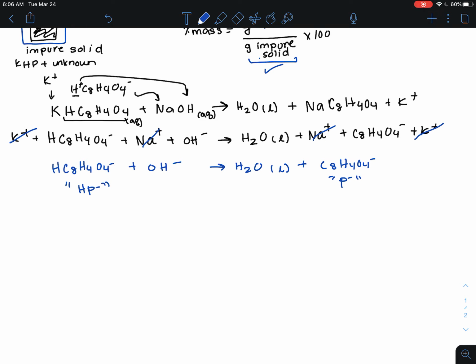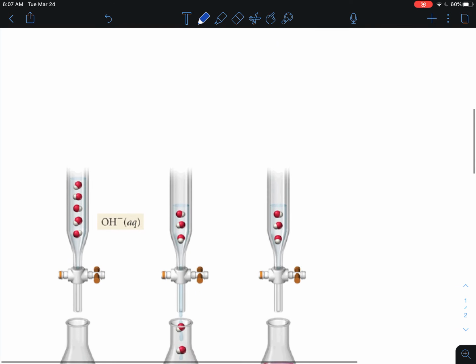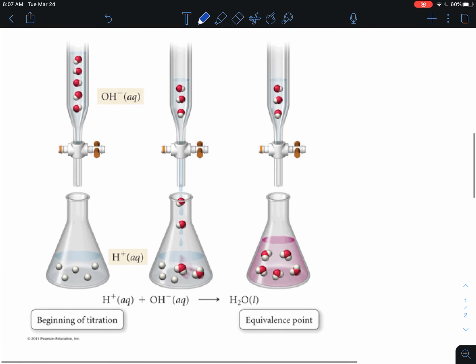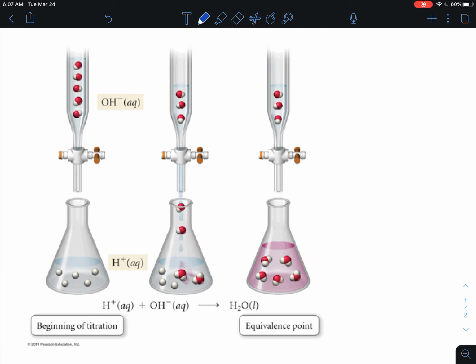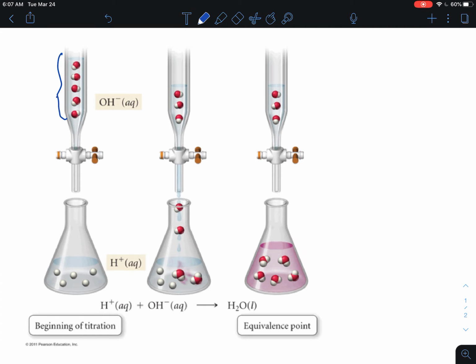Awesome. So now we know that this is what's going to happen when we react them together. But how exactly does a titration work? So a titration helps you determine volume. How does it do that?